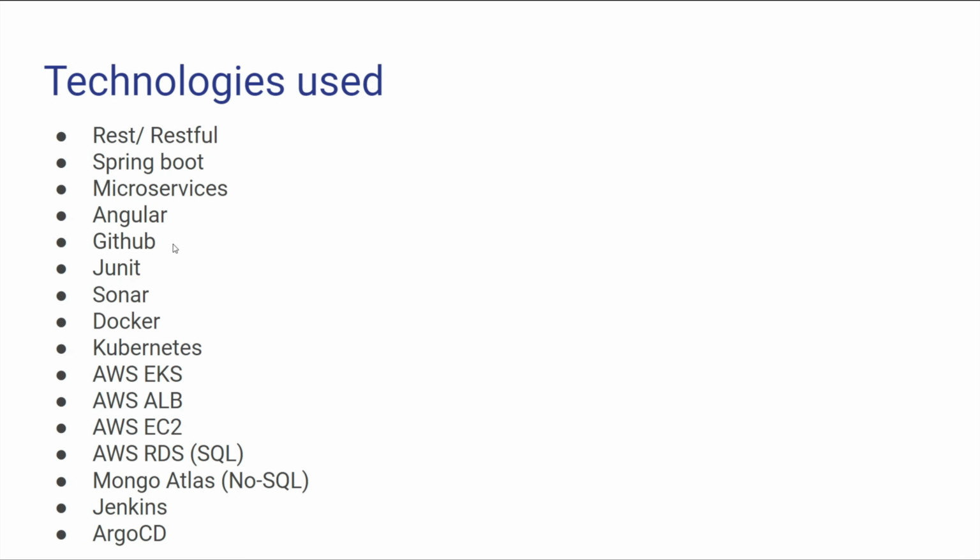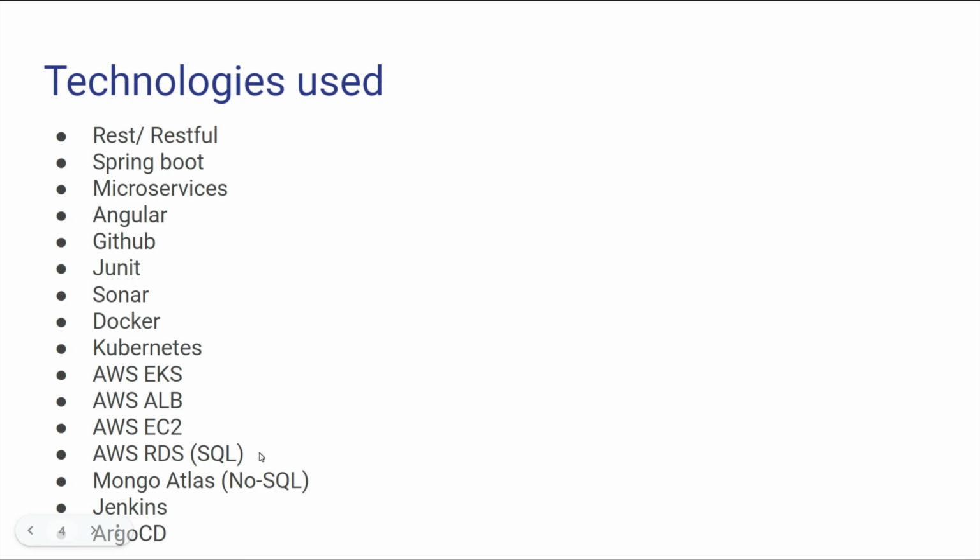GitHub we have used for version control system. Also, to make the code unit testable, we have used JUnits. We have used Sonar for code quality checks. Also, for containerization, we have used Docker and Kubernetes. And to deploy this whole application, we have used AWS and multiple services from AWS.